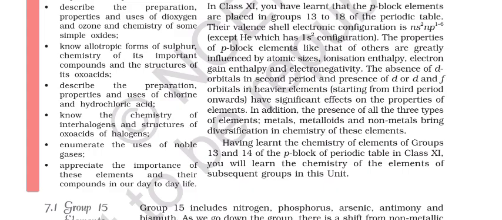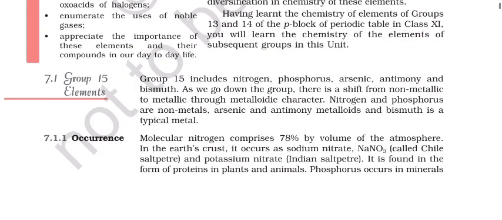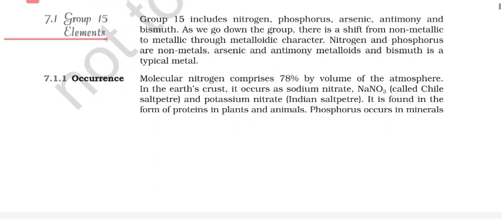Having learned the chemistry of elements of groups 13 and 14 of the p block of the periodic table in class 11th, you will learn the chemistry of the elements of subsequent groups in this unit. Group 15 elements. Group 15 includes nitrogen, phosphorus, arsenic, antimony, and bismuth. As we go down the group, there is a shift from non-metallic to metallic through metalloidic character. Nitrogen and phosphorus are non-metals, arsenic and antimony are metalloids, and bismuth is a typical metal.